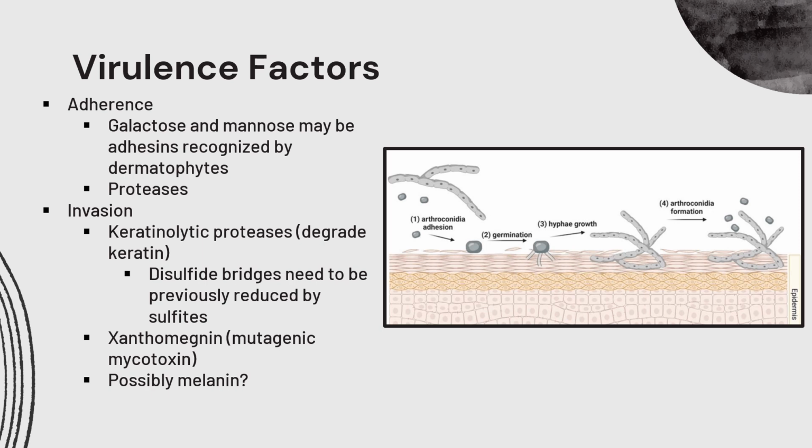Additionally, scientists have studied pathogenic mechanisms of other fungi and used that knowledge to predict virulence factors for dermatophytes. One such factor that has been predicted is xanthomegnin, which is a mutagenic mycotoxin. This toxin has been found in the nails and skin of infected patients, but not in uninfected patients. Melanin has also been predicted to somehow be involved in the pathogenesis of dermatophyte infections. But again, all of these factors may vary based on which specific species is being studied.